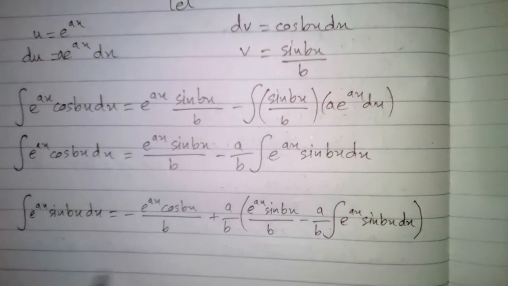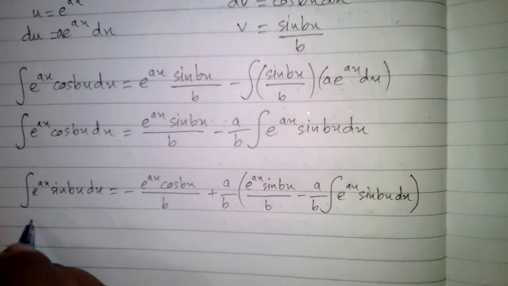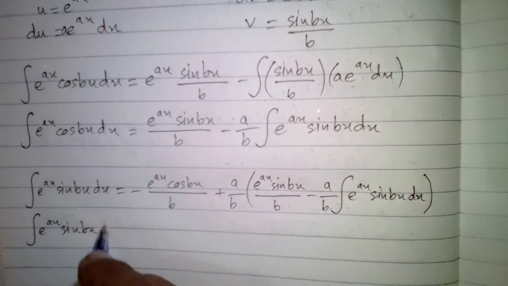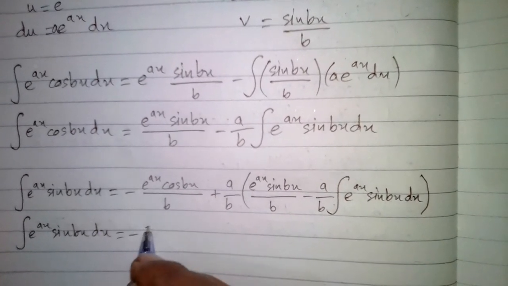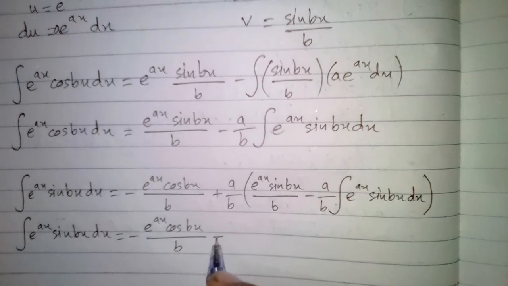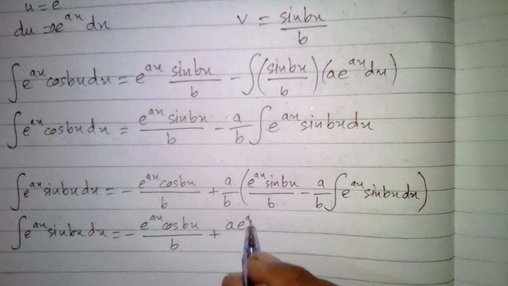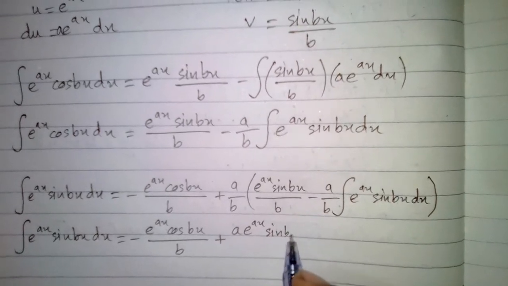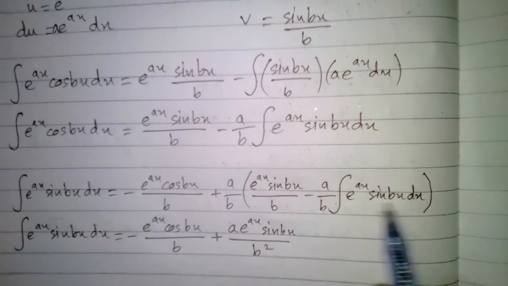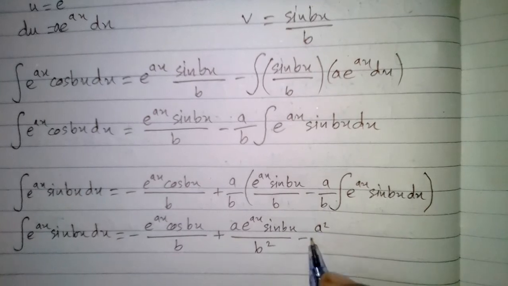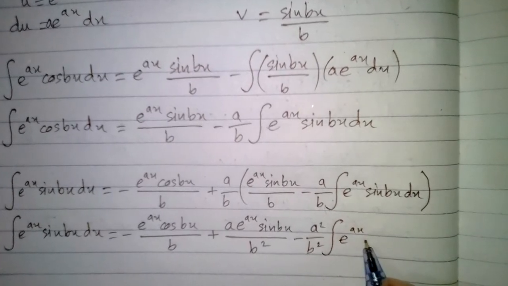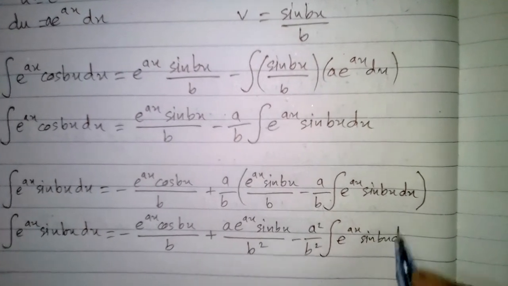Now we will expand this bracket. So we have integral of e to the power ax sine bx dx is equal to minus e to the power ax cos bx upon b, then plus a times e to the power ax sine bx upon b multiplied by b is b square, and then plus a upon b multiplied by this factor, so we have minus a square upon b square integral of e to the power ax sine bx dx.